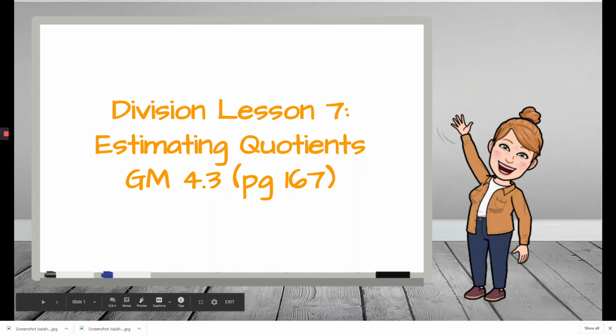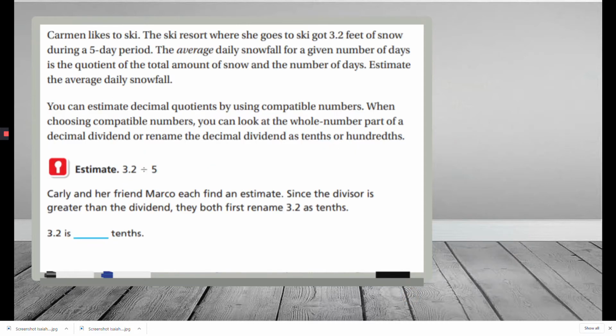Hello, and welcome to Lesson 7 of Division. We're going to be estimating quotients. You can follow along in your Go Math book on page 167, which is Unit 4.3. I'm going to start with the first problem.